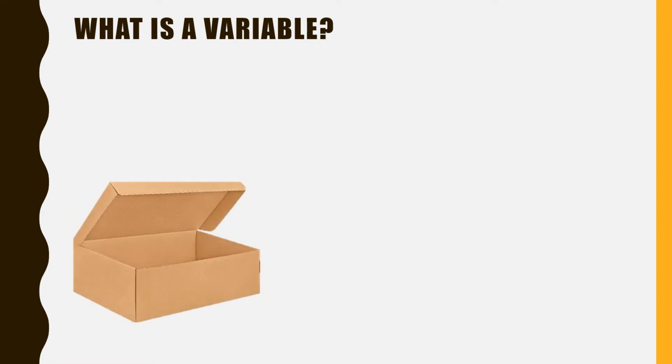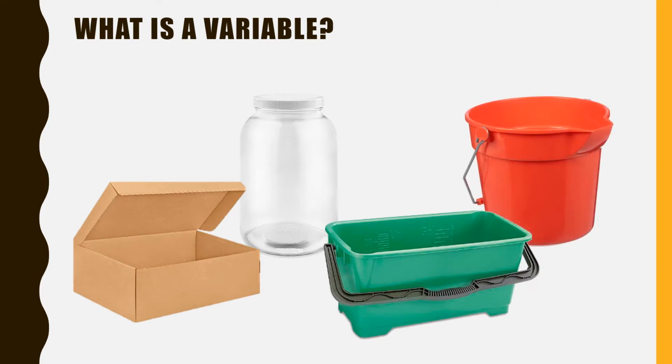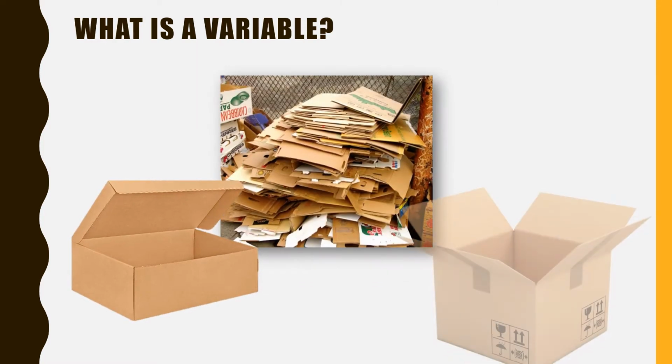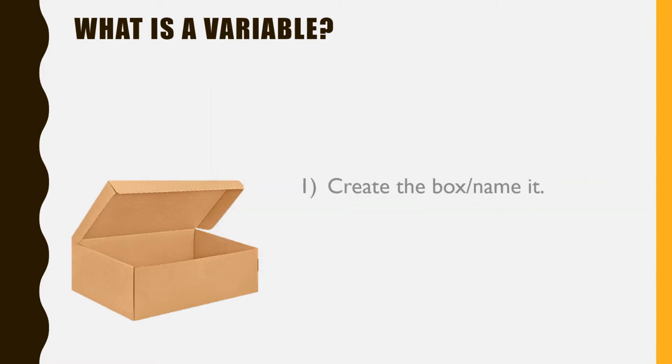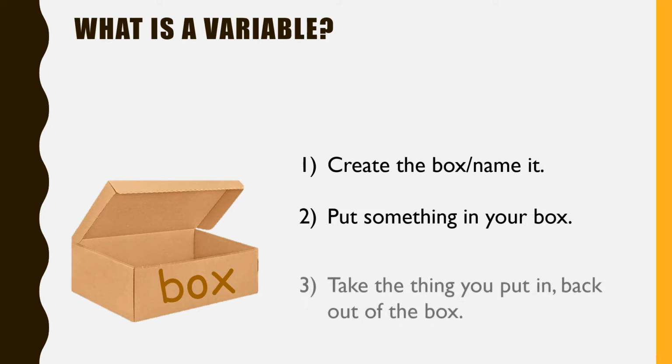Let's begin by thinking of a variable as a box. You could think of it as a jar or a bin or a bucket, but let's just go with box for now. In the real world, you might buy a box or find one or save one and reuse it. In the coding world, we create them out of thin air just by giving them a name. Then we can put values into them and take those values back out later.